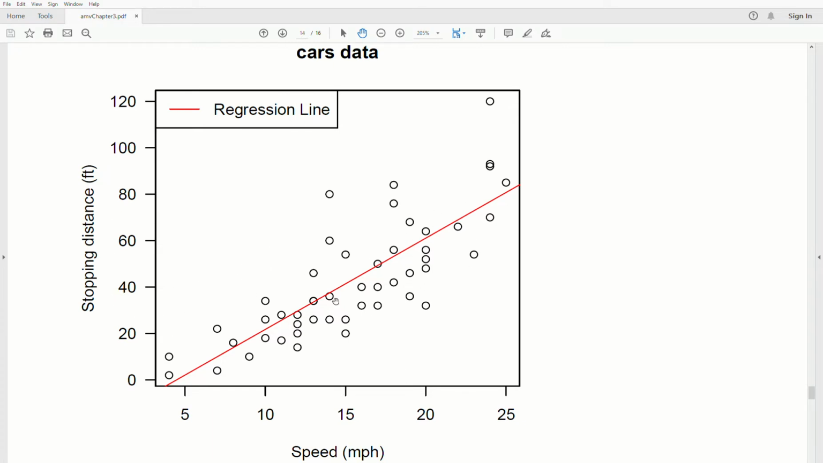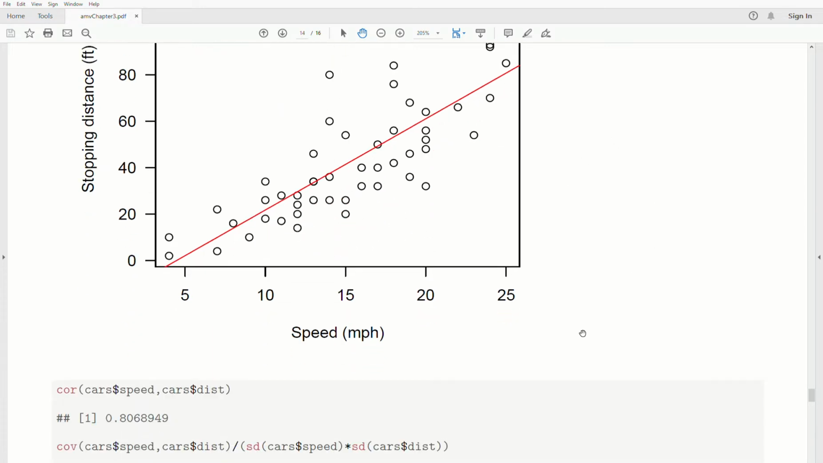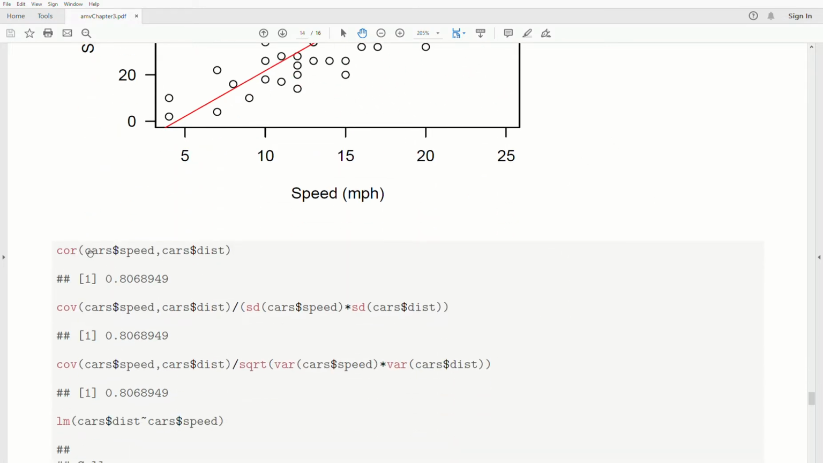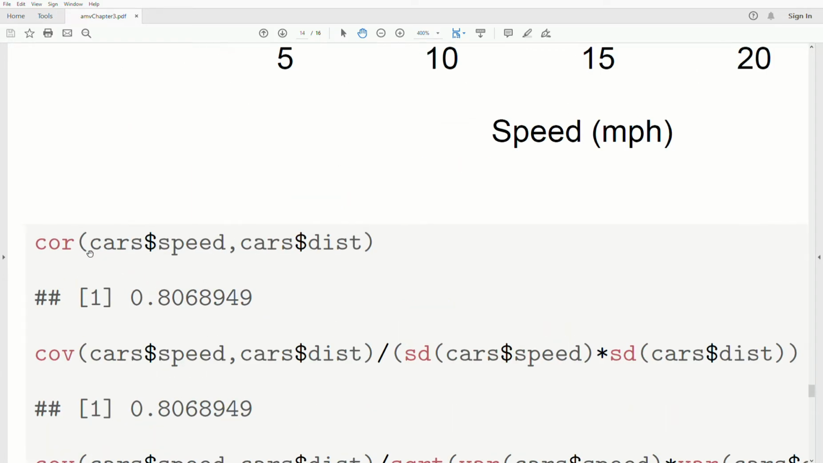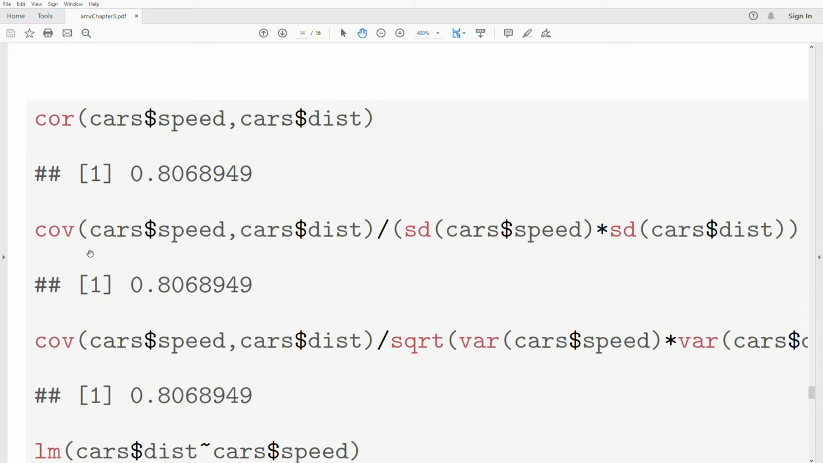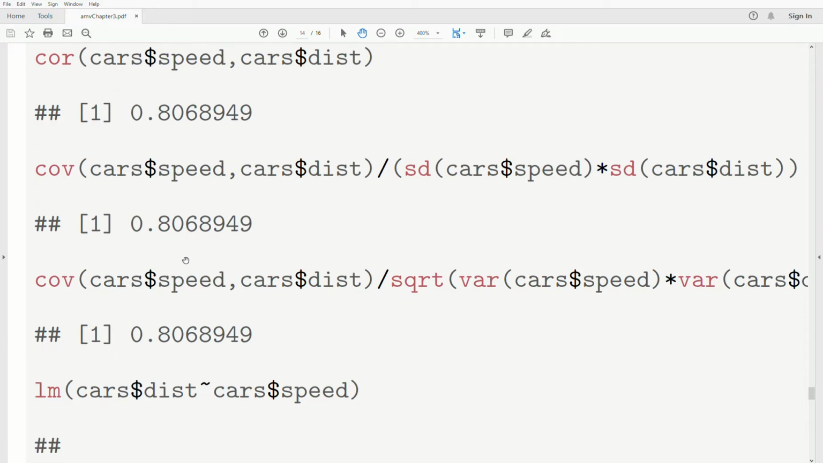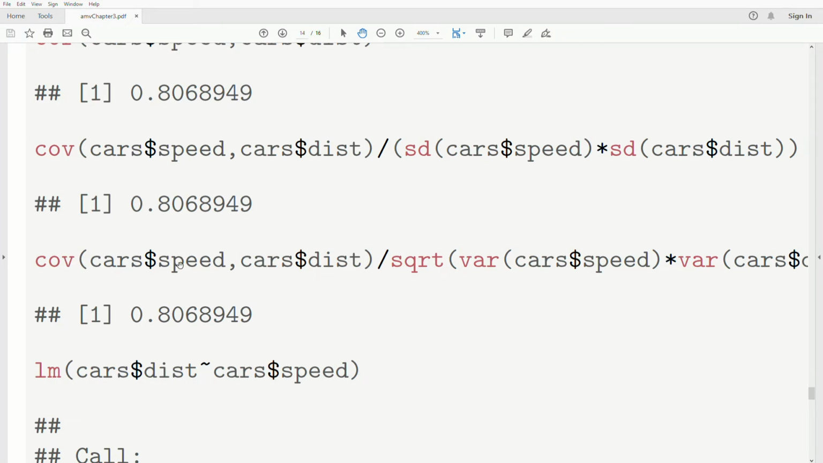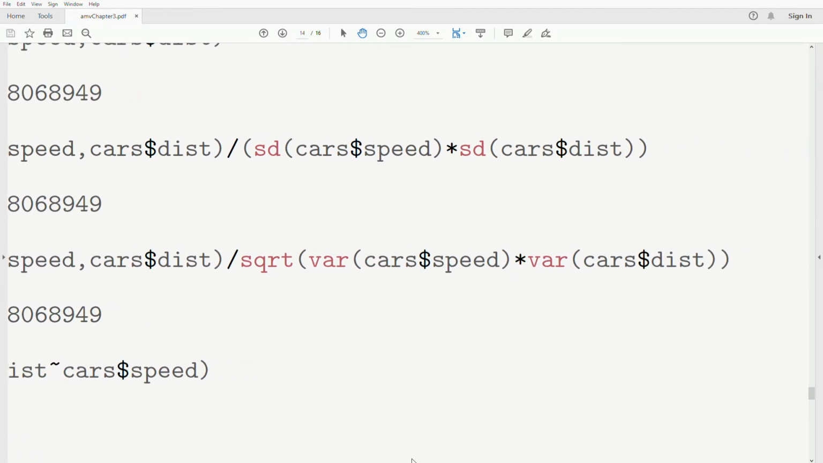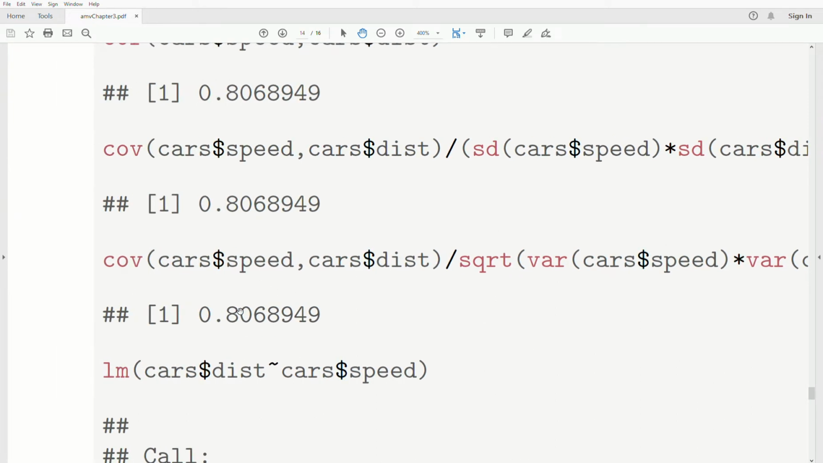Now this is data from 1920, so cars are a little bit different, but look at the regression line. The data follow a tight relationship around that regression line. And if we look at the correlation between speed and distance, it's 0.8, which is pretty strong for correlation. Now, we could also calculate it as the covariance between these variables divided by the product of the standard deviations, and we come up with the same thing. Or it's the covariance between the two variables divided by the square root of the product of the variances, and we get the same thing.